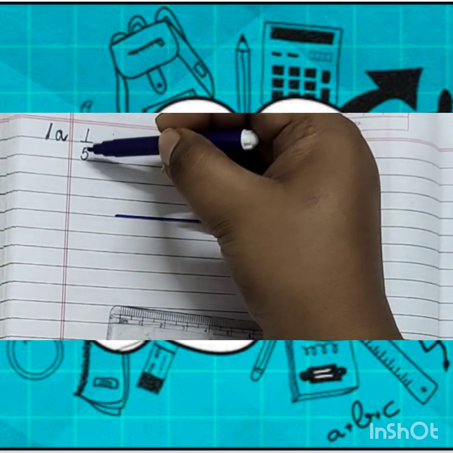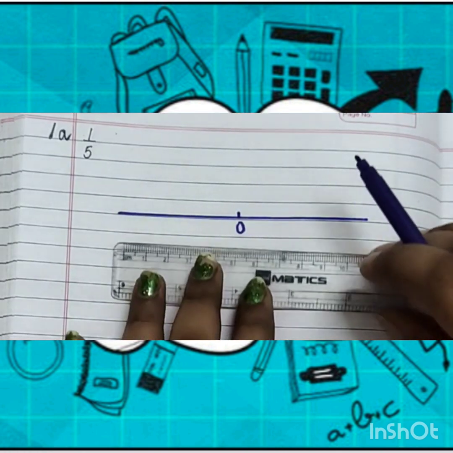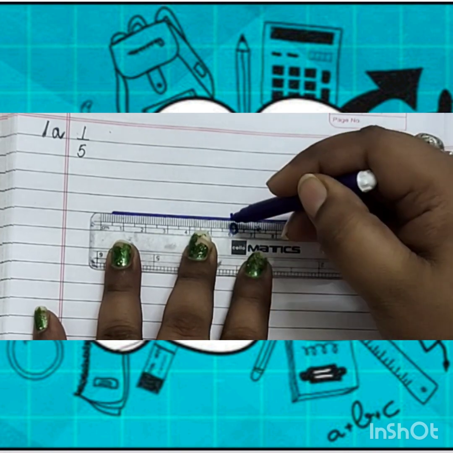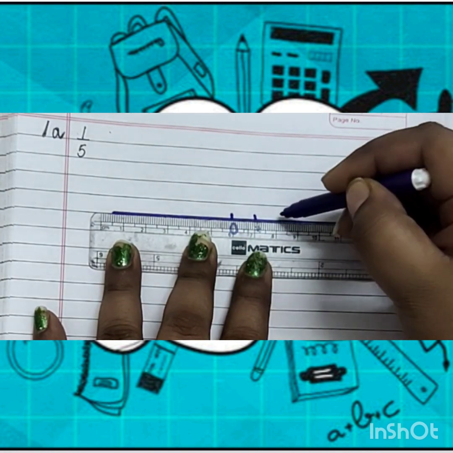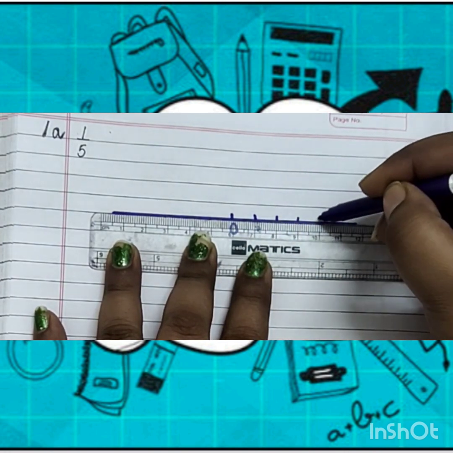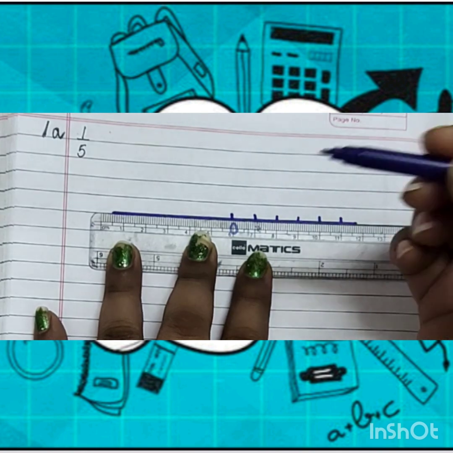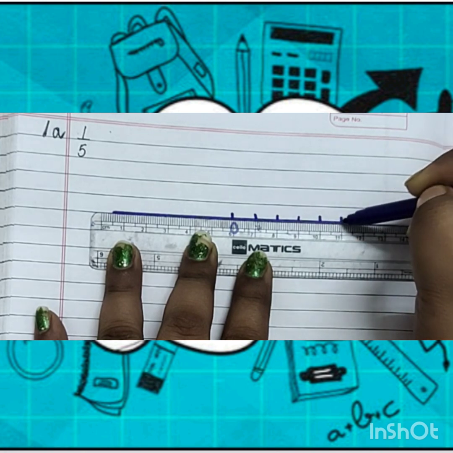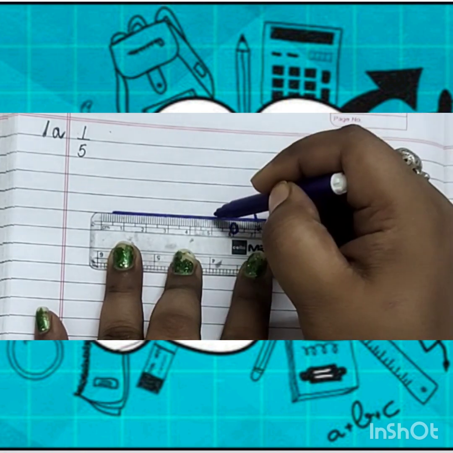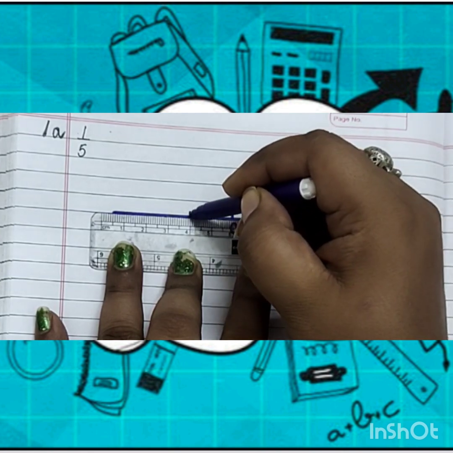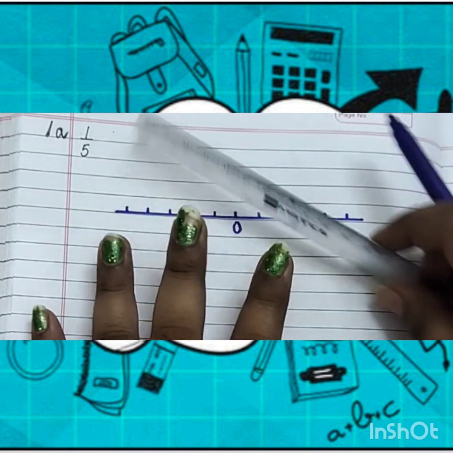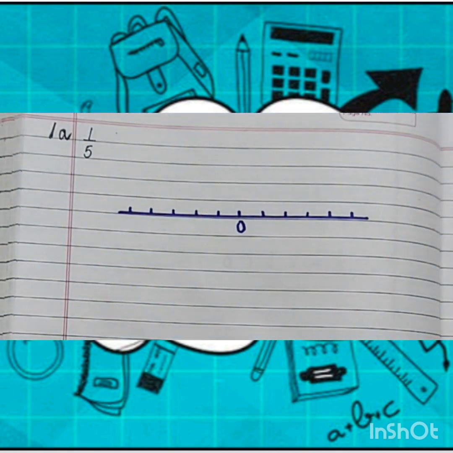This is 5. Denominator is 5, so we will put 5 marks on this line segment after the 0. This is first, second, third, fourth and fifth mark. And remember that all the marks should be at equal distance. Repeat the same process on the left side of 0. This is 1, this is 2, this is 3, 4 and fifth mark. Okay. Now write their values.